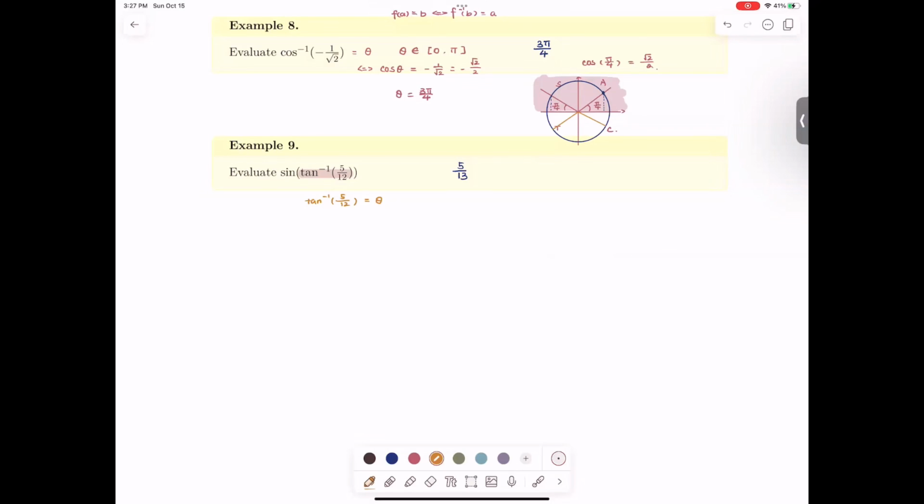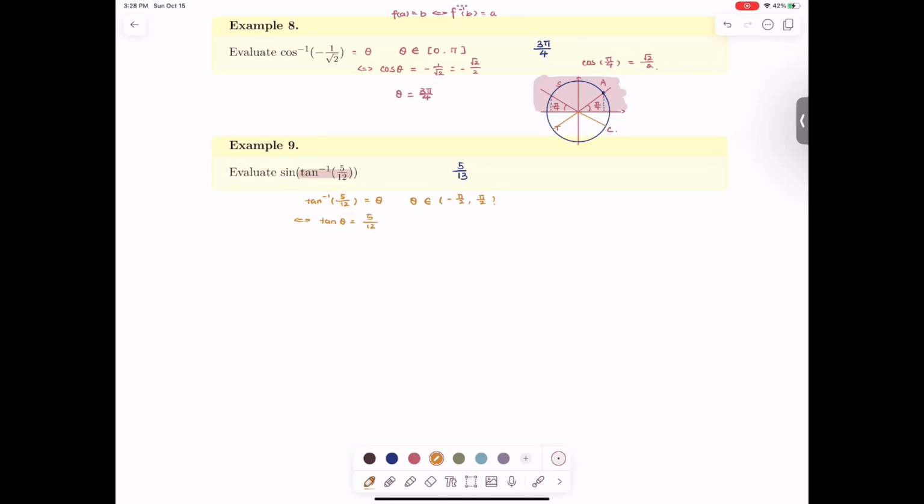What's my theta? What's the restriction for theta? It has to be in between... oops, not this bracket. Theta is in between negative pi over 2 and pi over 2. So you change it back to tangent. So tangent theta is 5 over 12.